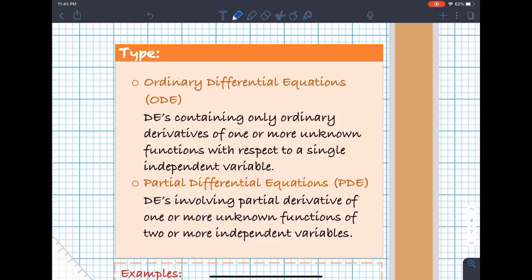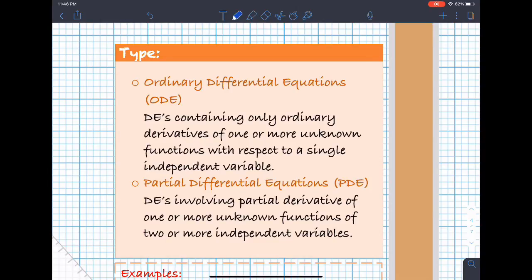The key term here is not only the partial derivatives, but the number of independent variables. If there are two or more independent variables, that is considered a partial differential equation, and if there is a single independent variable, that is considered an ordinary differential equation. As I've mentioned, we will be covering only ordinary differential equations for this semester.